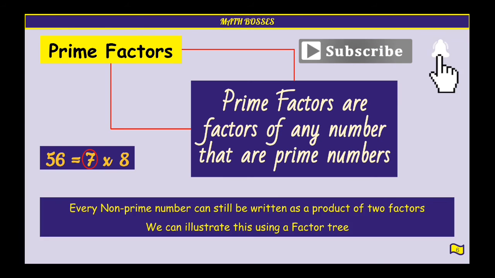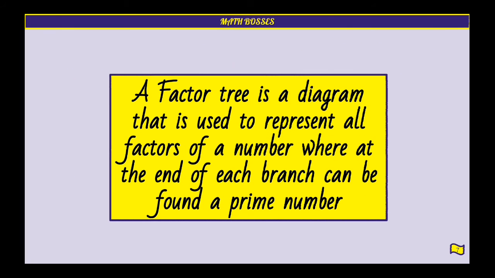We can explain this further using factor trees. A factor tree is a diagram that is used to represent all the factors of a number, where at the end of each branch can be found a prime number. Let's quickly look at some diagrams to understand this better.